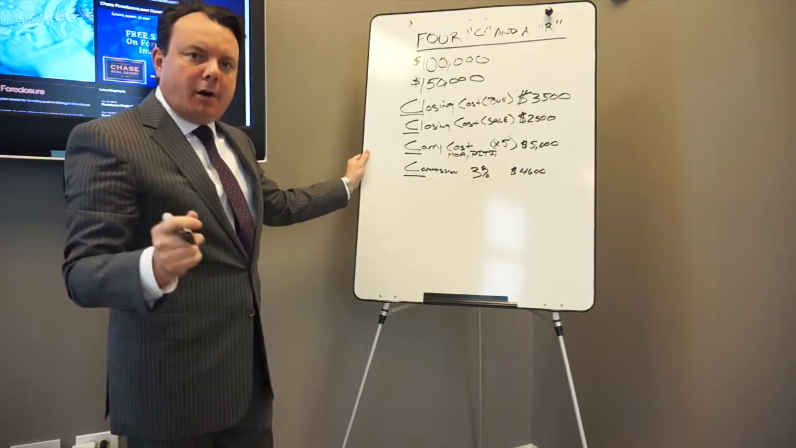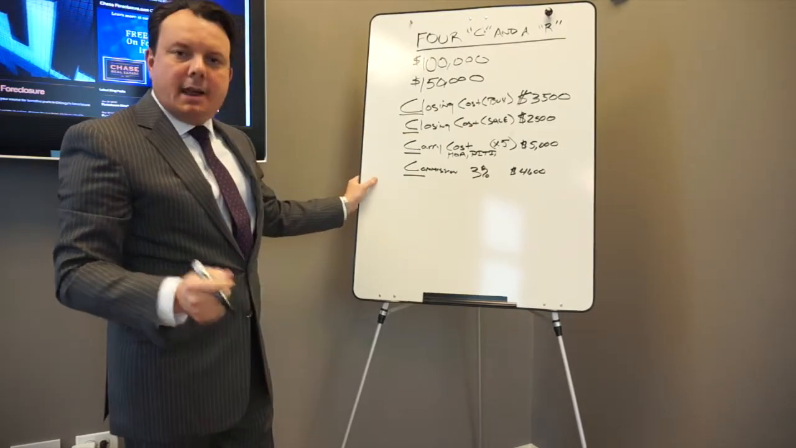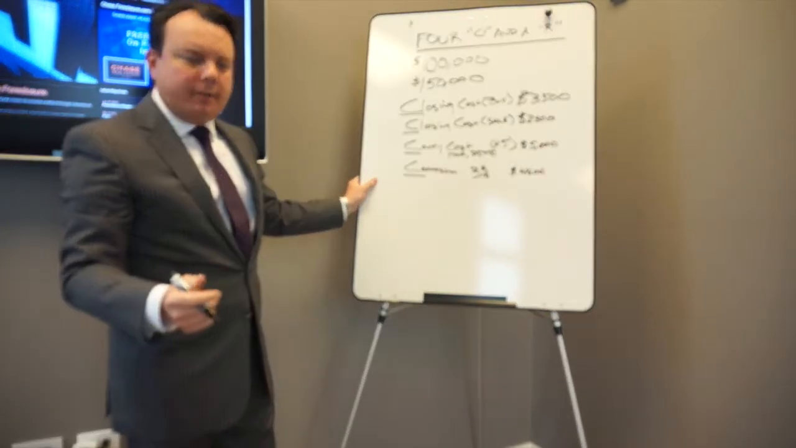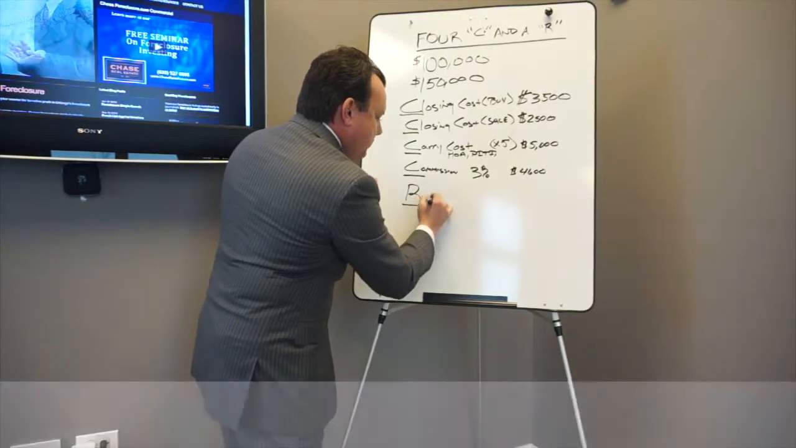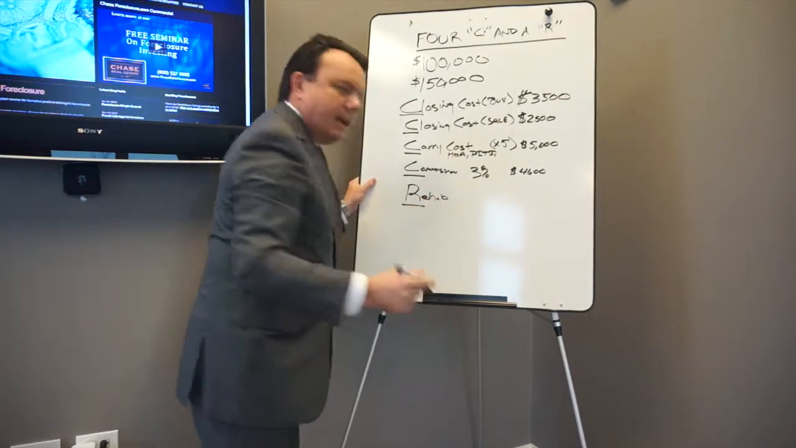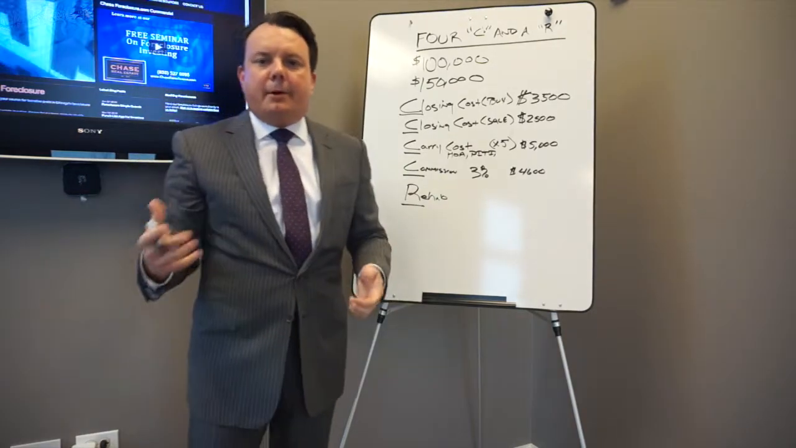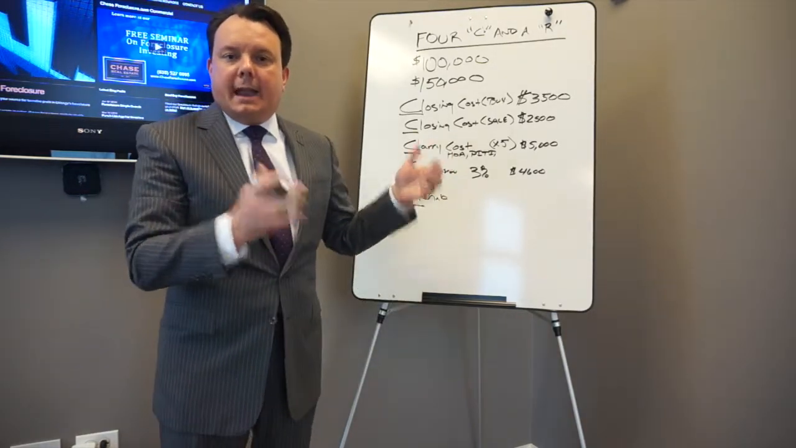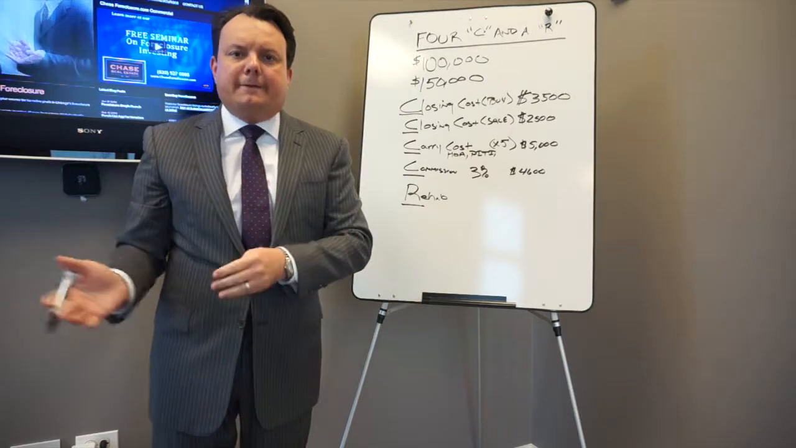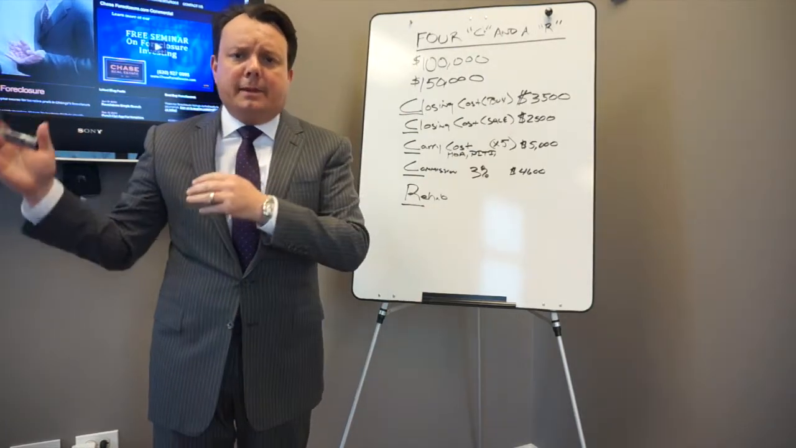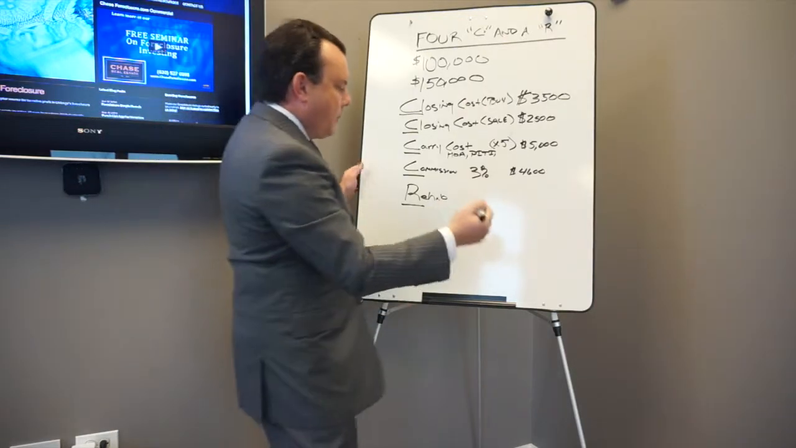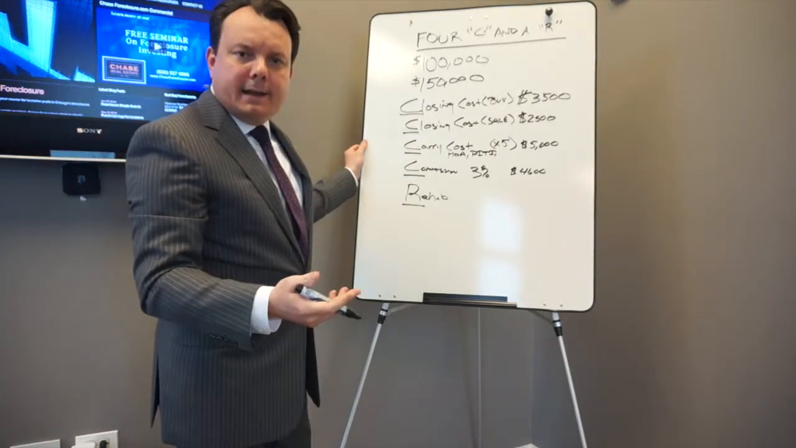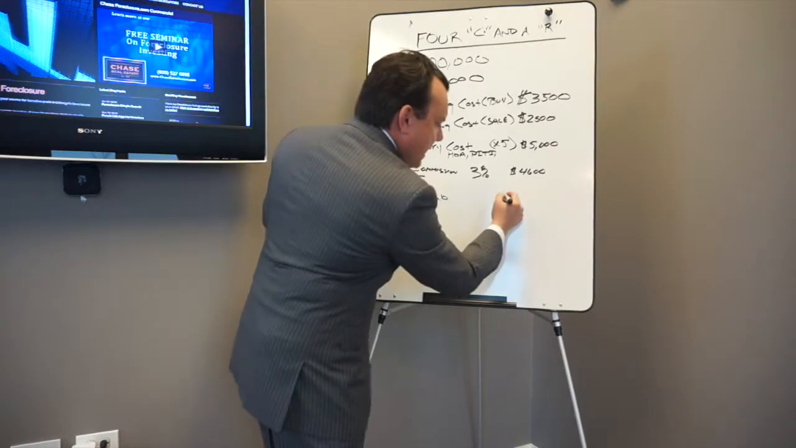Our last part, so we've got our 4 C's, our last part is the rehab part of the process. So we put our R down here at the bottom, and that's rehab. And the rehab is going to vary from property to property. One property could be $8,000, another one could be $15,000, and another one could be $25,000. But just for simple purposes, we're going to say that the home here that we're buying in Naperville, we have $15,000 in rehab.